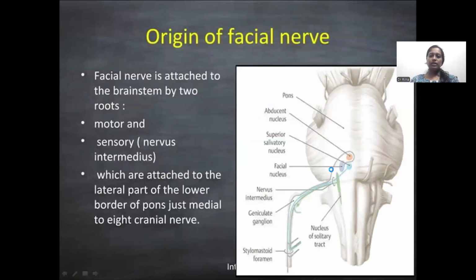This is what we already discussed. This is the facial nerve, and that is where it is attached. The nucleus is attached in the midbrain, and it has the facial nerve nucleus, motor and sensory, which attach to the pons. Here is the region where it attaches, the lower part of the pons.